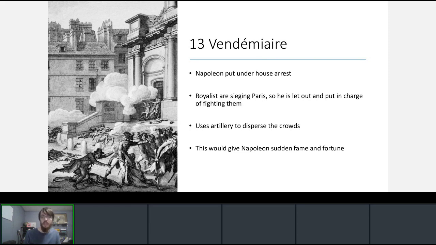What happens is that there is, again, a royalist uprising, and the royalists are marching into Paris. The people in charge of the Directory need someone to help out, so Napoleon gets sprung out of his house arrest. They put Napoleon in charge to lead the fight against them, and he fires artillery into the mob to disperse them. There's also going to be some British propaganda about him using grapeshot here. But this is him proving himself, and this will give Napoleon sudden fame and fortune.